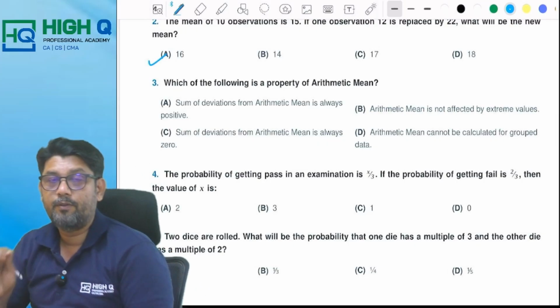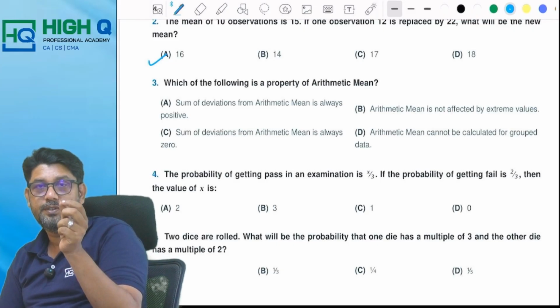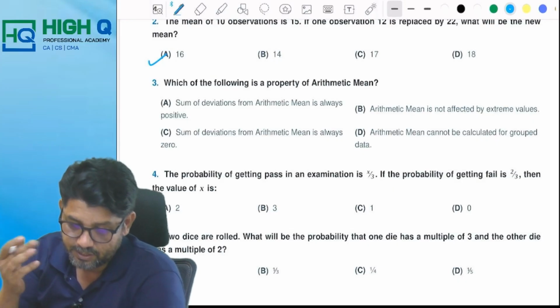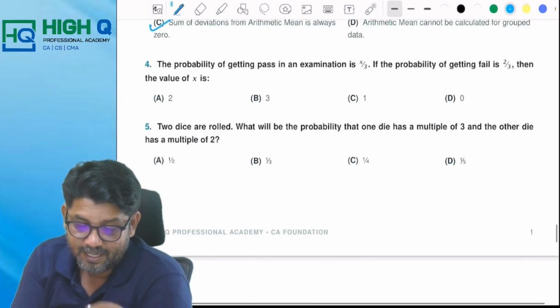Now, which of the following is a property of arithmetic mean? Sum of deviations. Once you see this type of sentence, you might have remembered this. Sum of deviations about the arithmetic mean is always 0. Very good. So it is option C. That's it, my dear. Next.